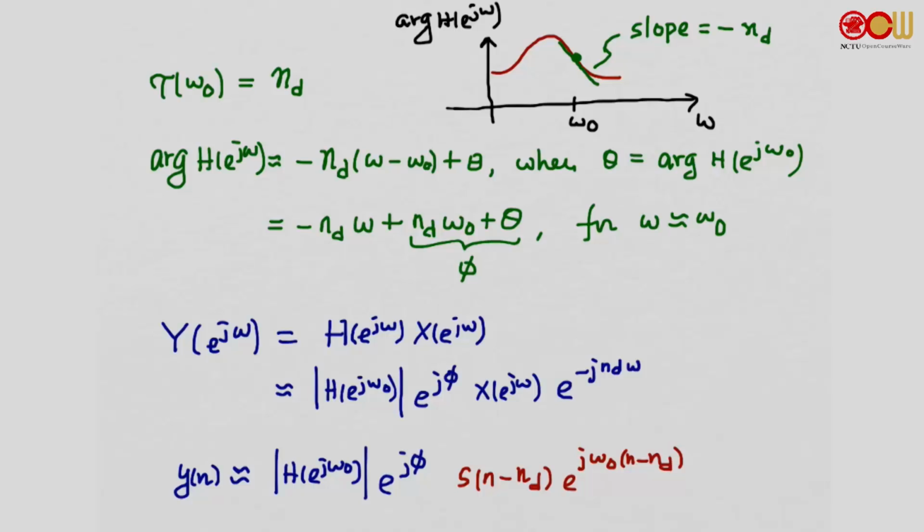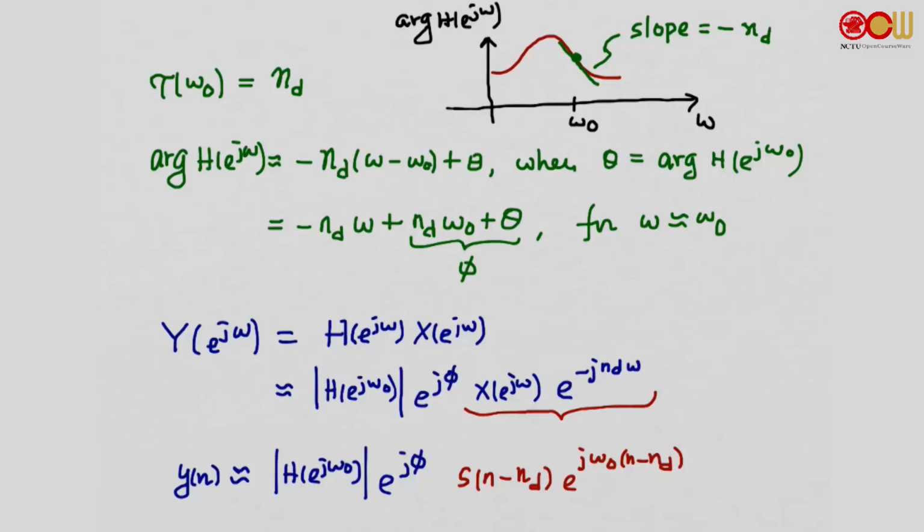We know that when X(e^(j omega)) is multiplied with a linear phase term like so, in the time domain it's a delay. So x[n] gets shifted by nd. If we apply the inverse Fourier transform, we get y. Applying the inverse Fourier transform to this term, we get s shifted by nd, and the exponential function shifted by nd. And these two terms are simply constants, a constant here and a constant here.